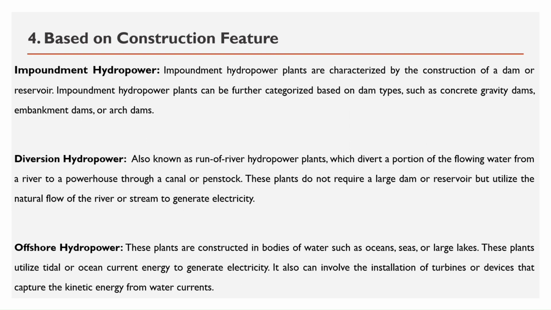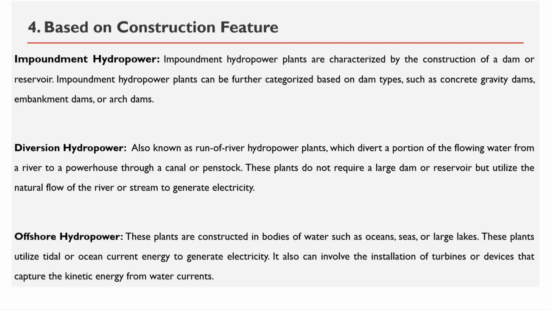These plants do not require a large dam or reservoir but utilize the natural flow of the river or stream to generate electricity. Offshore hydropower. These plants are constructed in bodies of water such as oceans, seas, or large lakes. These plants utilize tidal or ocean current energy to generate electricity. It also can involve the installation of turbines or devices that capture the kinetic energy from water currents.